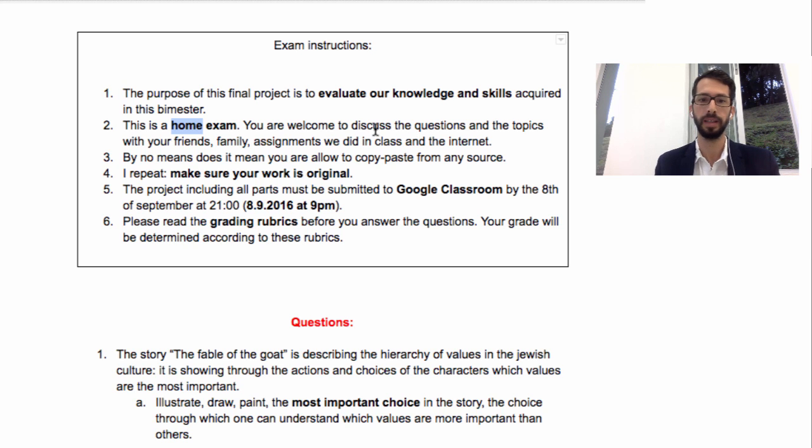You have until the 8th of September at 9 p.m. That's Thursday at 9 p.m. at night. You can do the exam whenever you want. You can open it, close it, do it as many times as you like, right? Do it at home at the time that you have.